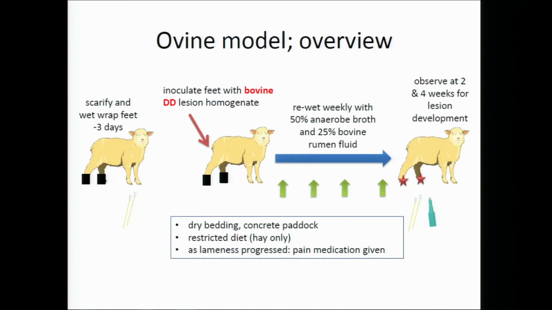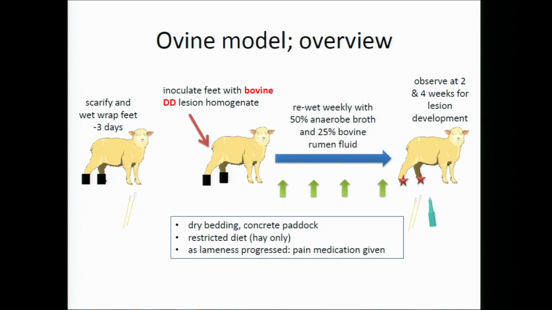So this slide just gives you an overview of the specifics of the model, and I will get into more detail throughout the presentation. We start at day -3. We scarify the tissue very mildly. We wrap the foot to maintain a wet, moist environment. We started our model using lesion material from cases of bovine digital dermatitis. We maintained that wrapped foot for several weeks.